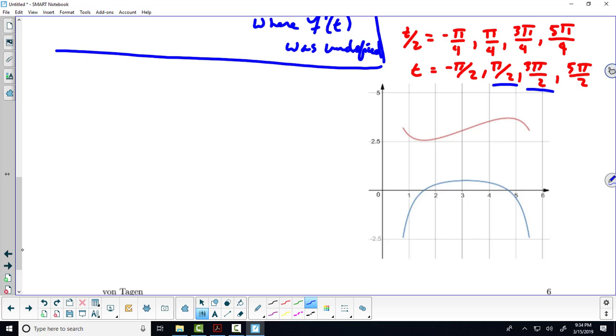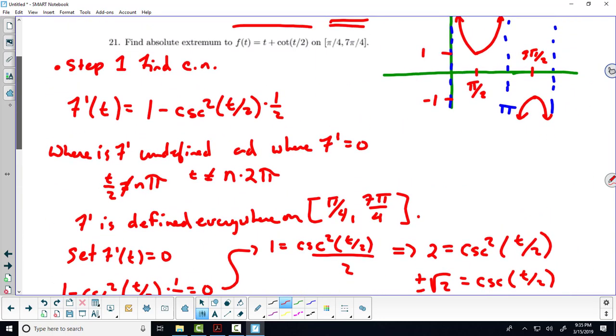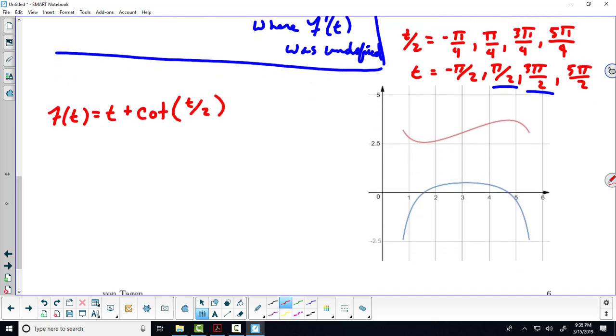So now we found our critical numbers. What do we want to do? Well, we want to go ahead and evaluate both our critical numbers and any endpoints into the function itself. So just because I'm running out of room here, f of t, we said that was t plus the cotangent of t over 2. Let me double check that. Awesome.